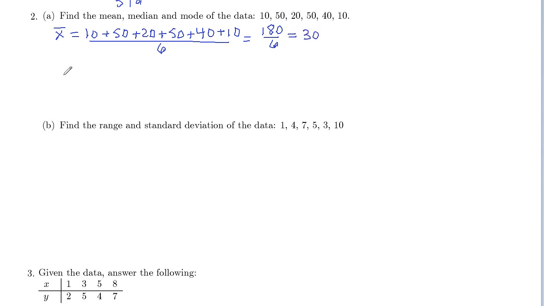So for the median, remember that you need to reorder the data. Don't forget to reorder, from smallest to largest. So we had 2 10s as our smallest values, and then we've got a 20, and then a 40 and 2 50s.